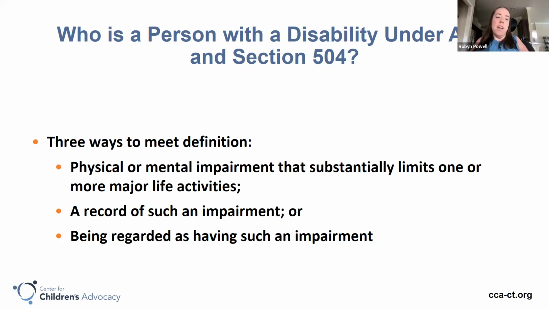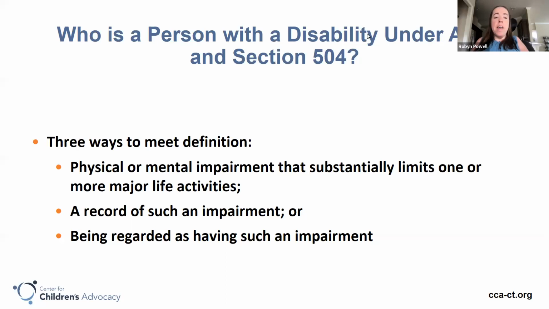There are three ways you can satisfy the definition of a person with a disability under the ADA. The first is to have a physical or mental impairment that substantially limits one or more major life activities. This is incredibly broad. It's what I tell my students is the actual disability prong. The person actually has a disability. The second way you can satisfy the definition is by having a record of having such an impairment. This would be someone who's in remission from cancer. Historically, they did have an impairment that would meet the actual definition, but now they don't. They're in remission, but they're still being discriminated against based on that history or that record of previously having a disability.